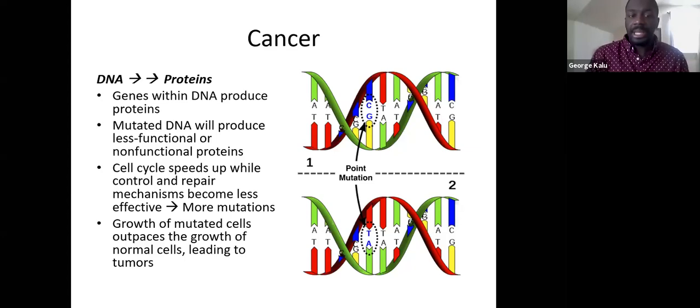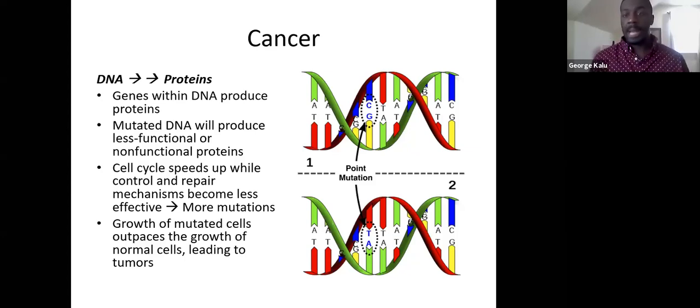So what happens here is these mutated cells begin to grow a lot faster than they should. They're going to end up growing a lot faster than the normal cells would. And because you have a large number of mutated cells growing, and these mutated cells not working as they should, those clumps of mutated cells become the actual tumor.